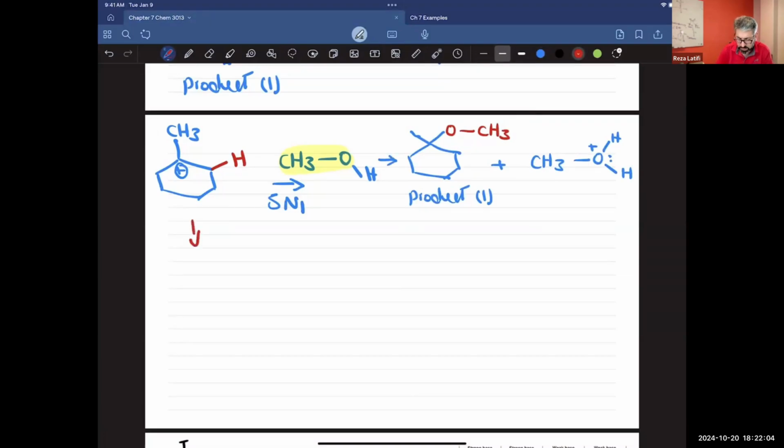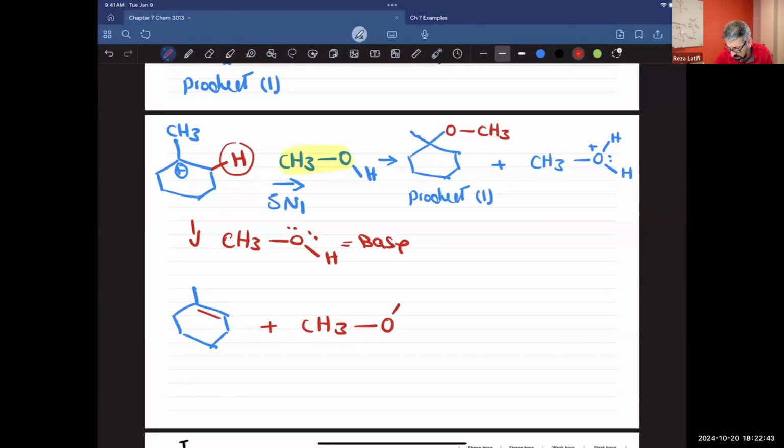And for the second product, your solvent might go after this H, and it will take the H from the system. And if that happens, our solvent is going to behave as a base. It will remove that H, and we get this product. We will have a double bond here, plus, again, CH3, O attached to two hydrogens. And this is going to be the second product, and this is the product of the E1. Well, that one was SN1.